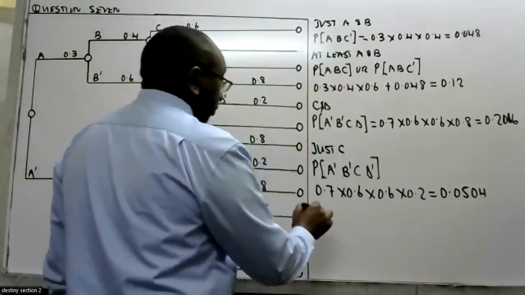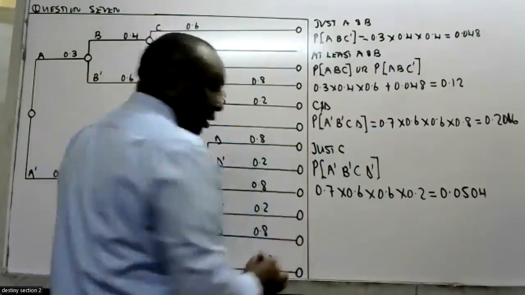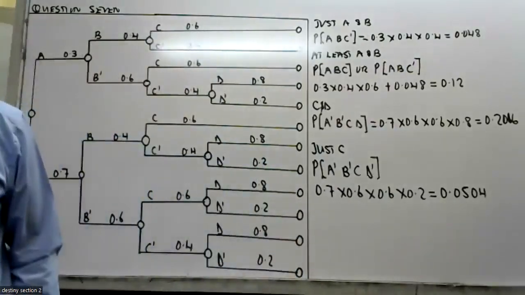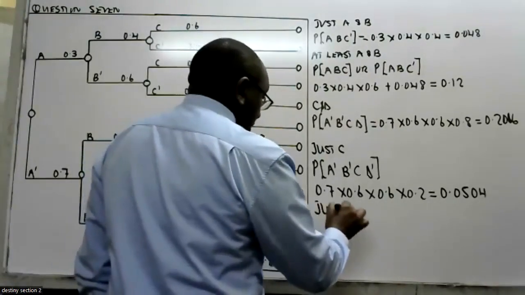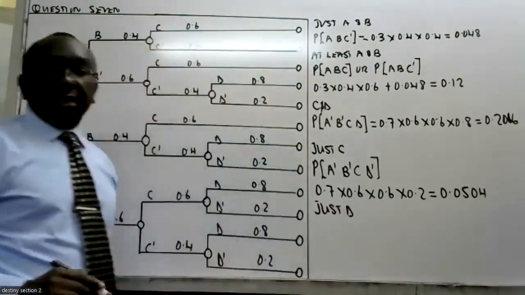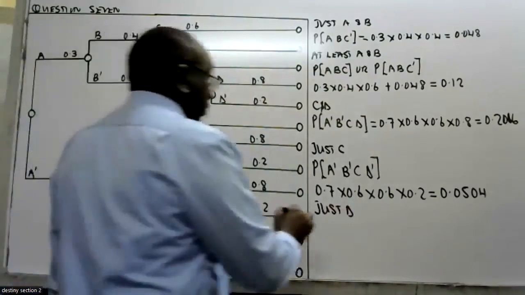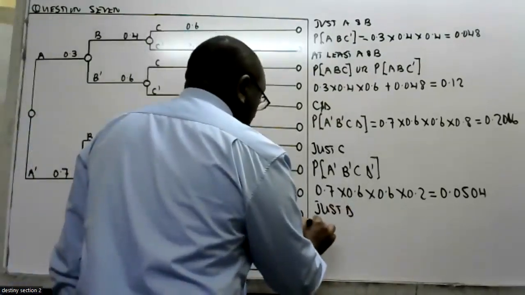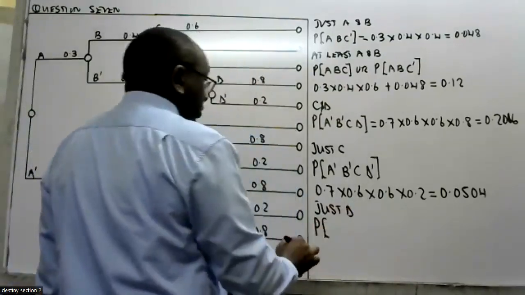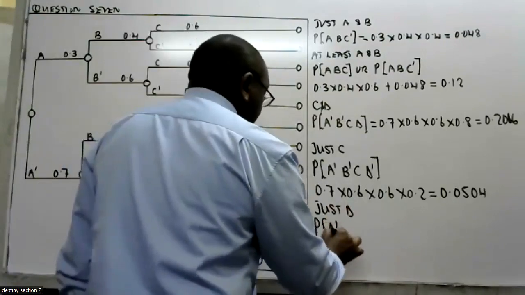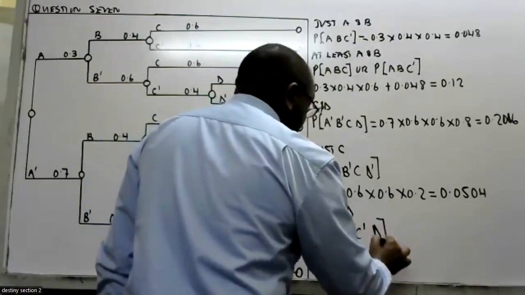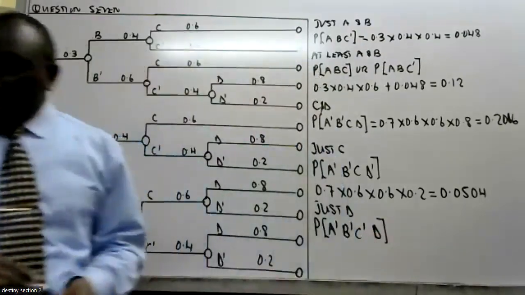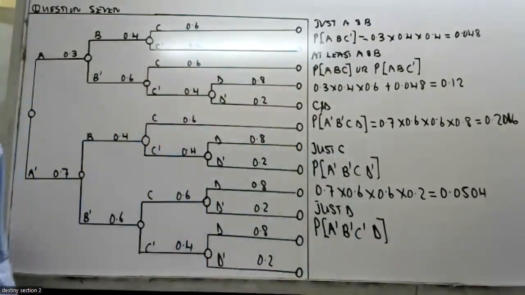Then the last one is just D. Just D, it means it is the probability that you miss A, you miss B, you miss C, but you get D. So put in the figures and give me the answer.